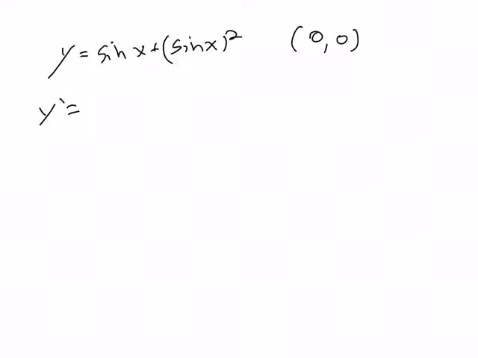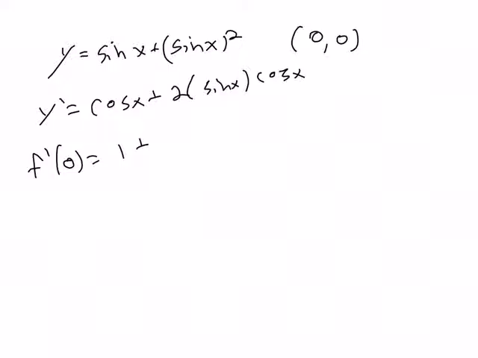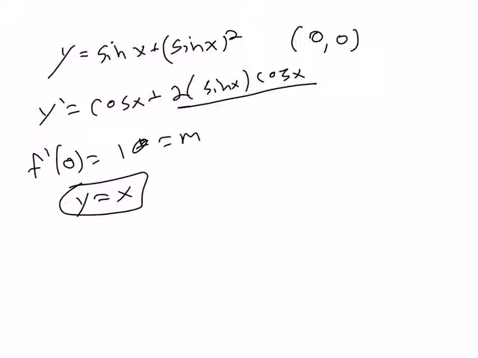Okay, next problem, problem 52, we have y is equal to sine of x plus sine of x squared. So y prime is, and we're looking for the tangent line at the point 0, 0. So y prime is going to give us cosine x plus 2 sine x cosine x. So y prime, f prime of 0 is going to be 1 plus 2 times, okay, so this is 0. So that is equal to m. So we're going to have y is equal to x. Very cute.